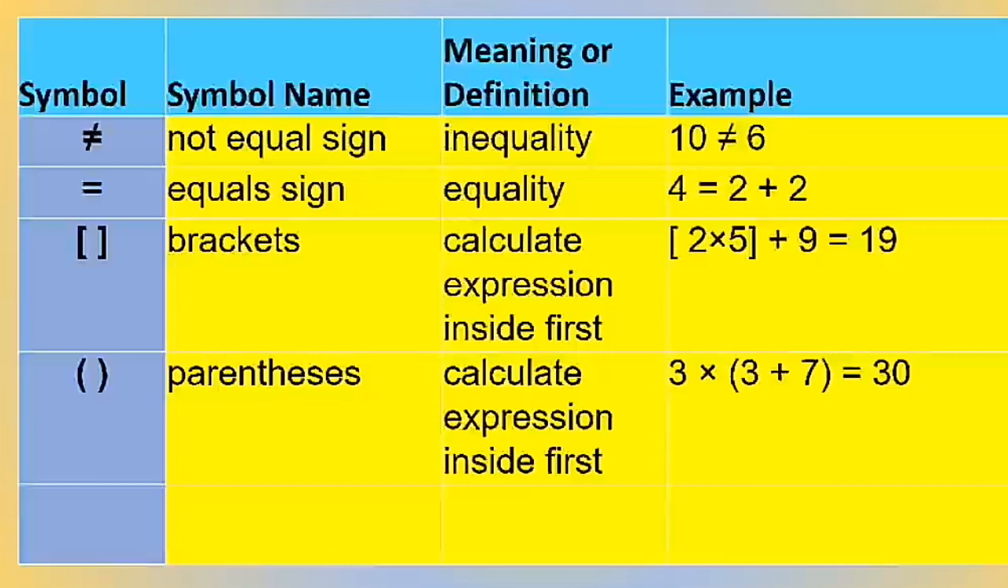On this page, the first symbol is the not equals to sign. For example, 10 is not equal to 6. Then we have the equal sign. 4 is equal to 2 plus 2. Then we have the brackets symbol.